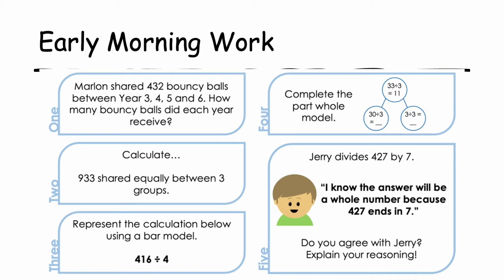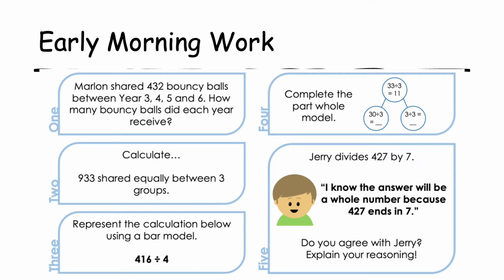Number 5. Jerry divides 427 by 7. I know the answer will be a whole number because 427 ends in 7. So he says because you're dividing by 7 and the ones or the units number ends in 7, he'll have a whole number. Do you agree? Well, in this instance, 427 divided by 7 is 61. It is a whole number.